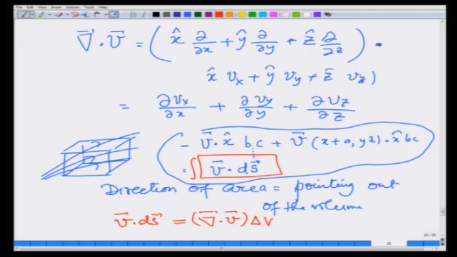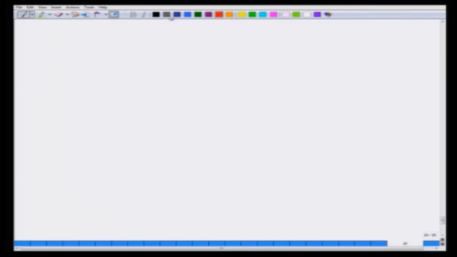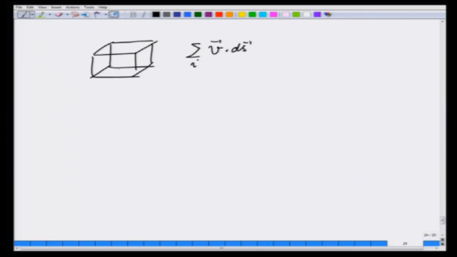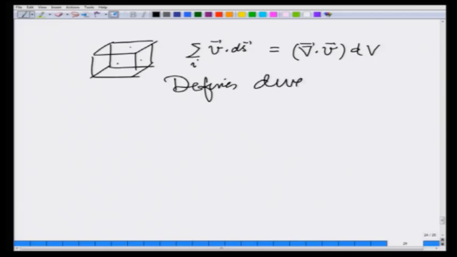All right, let us rewrite it. If I rewrite it, I have this very small box, and if I calculate V dot ds, let me write it even better, sum over all the surfaces, surface 1, surface 2, surface 3, surface 4, this is nothing but equal to divergence of V dot d volume, and this defines divergence, consistent with the ideas I was talking about earlier.